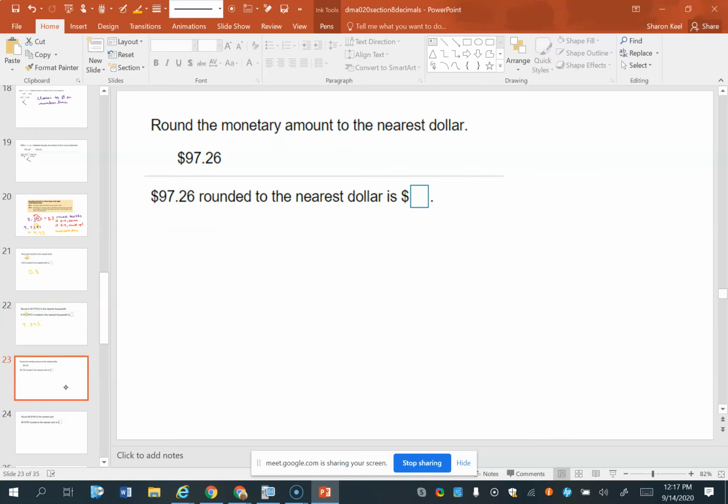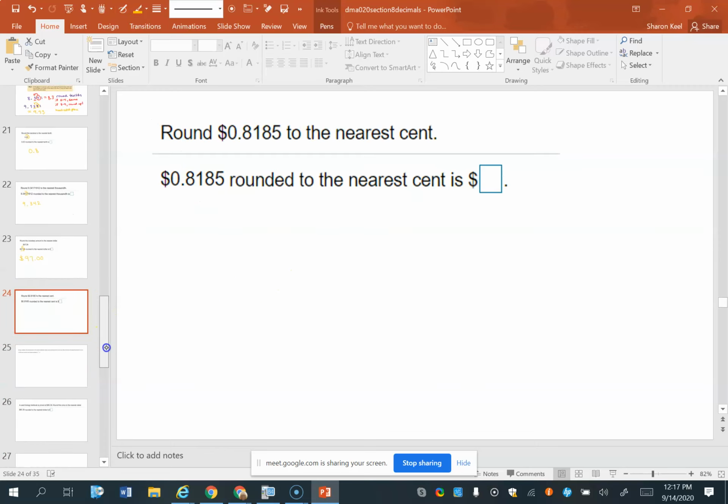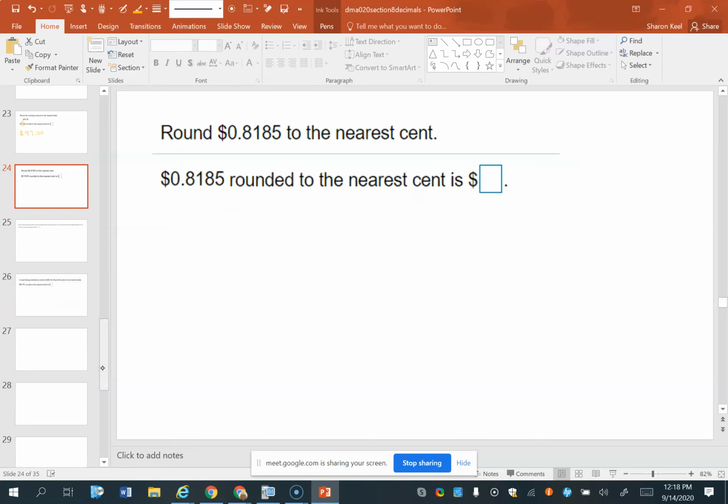Round the monetary amount to the nearest dollar. Money is rounding to the nearest dollar, so that means we're rounding to the ones place. This 2 is going to stay the same, so rounded to the nearest dollar, it would be $97. Round to the nearest cent. Money rounds 2 decimal places. Tenths, hundredths, money goes 2 places. So we look at the third digit, the 8, falls between 5 and 9, and it's going to make it round up to 82 cents.